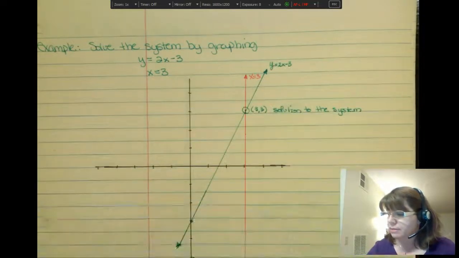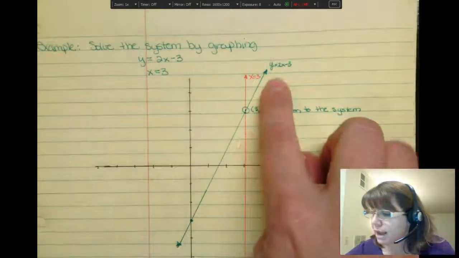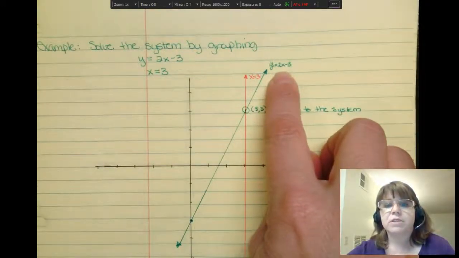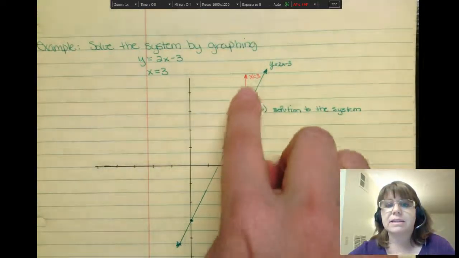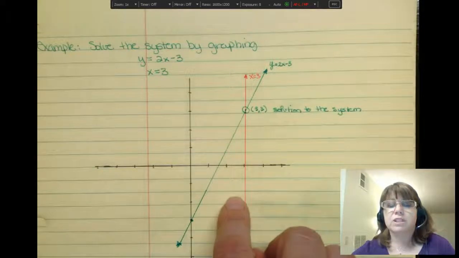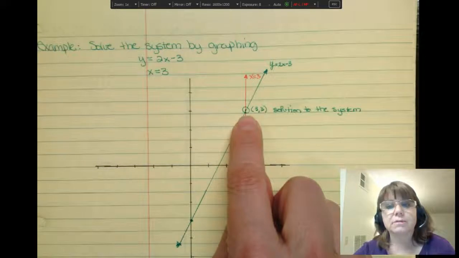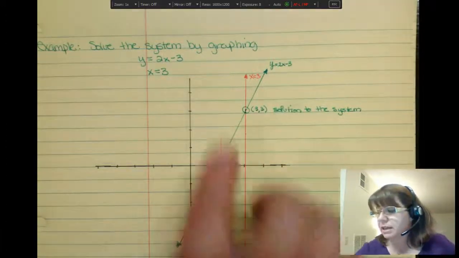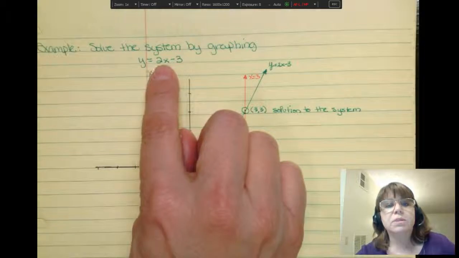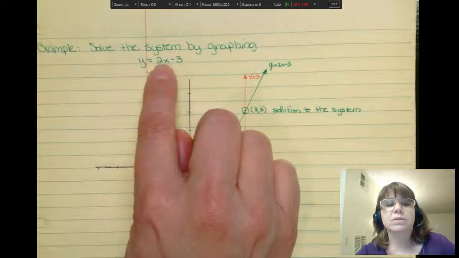When I do that, here's my graph. I plot my y equals 2x minus 3 by choosing a couple points and plotting. And then my second line, I have x equals 3, which is a vertical line. And you can see where it crosses is at (3, 3). So (3, 3). Is it a solution to the system? I'm going to plug it in to check. 2 times 3 is 6, minus 3 is 3, and y is 3, so 3 equals 3.